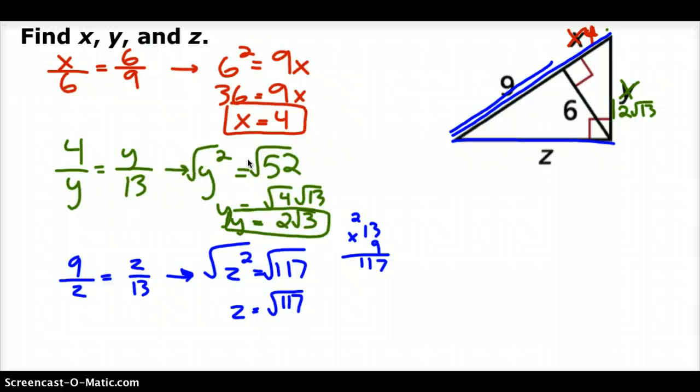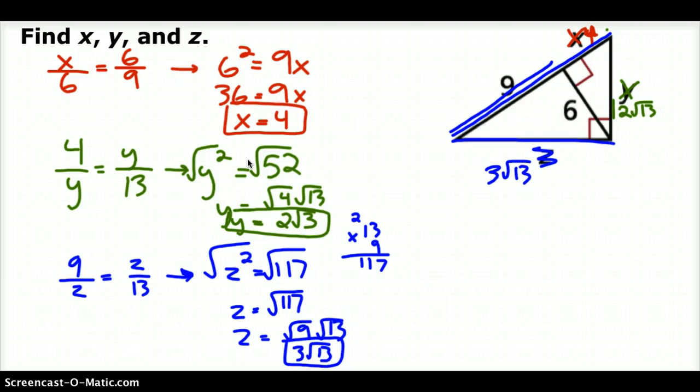Okay, I'm back. So radical 117. Let's see if 117 divided by 4 works. It doesn't. Let's check 117 divided by 9. Does that work? It's 13, yes. So this is now going to be z equals radical 9 times radical 13, which is going to be 3 times radical 13. So that's what z is. This is going to be 3 radical 13.